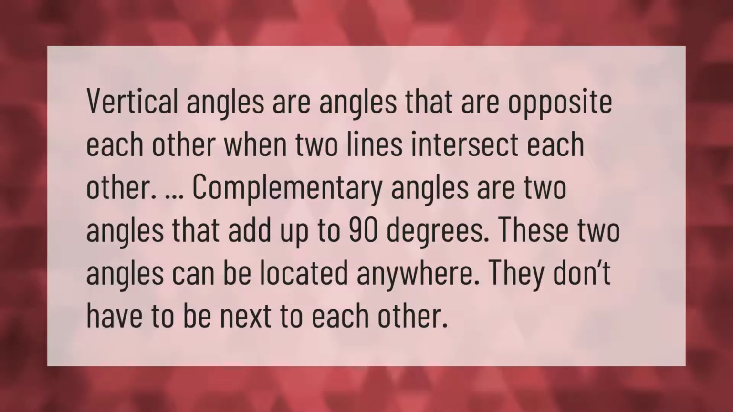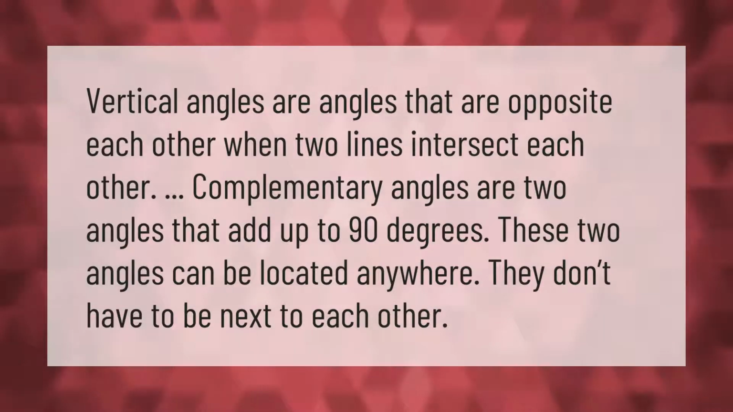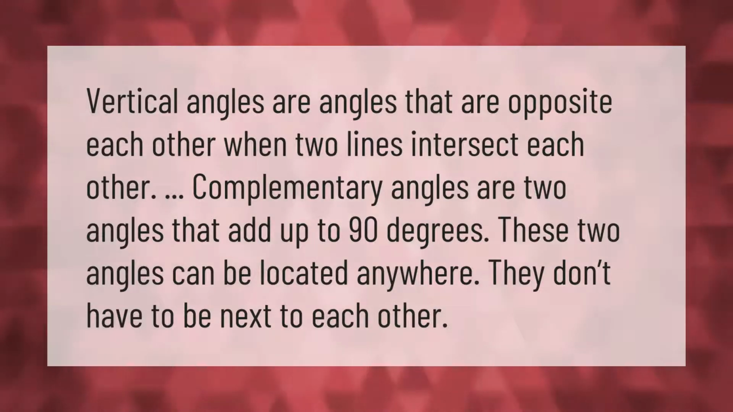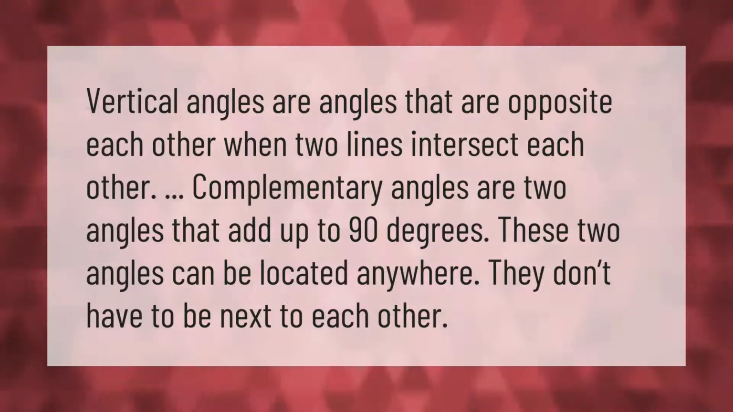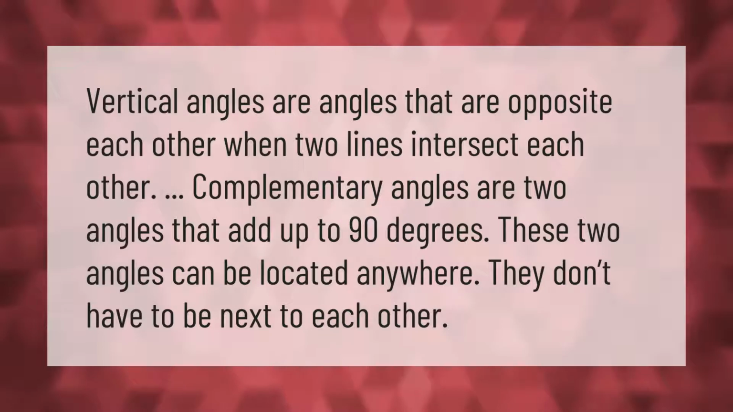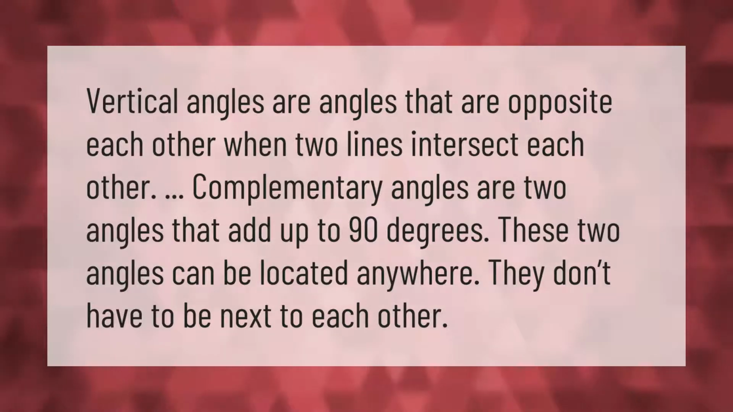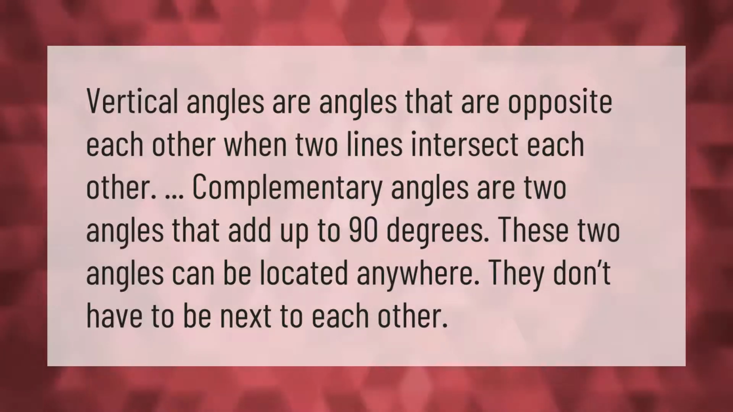Vertical angles are angles that are opposite each other when two lines intersect each other. Complementary angles are two angles that add up to 90 degrees. These two angles can be located anywhere. They don't have to be next to each other.